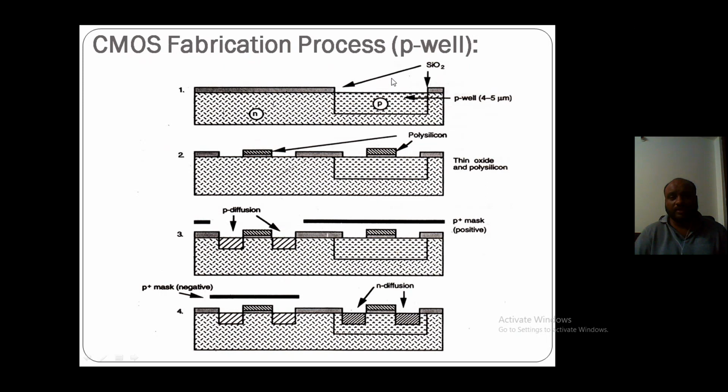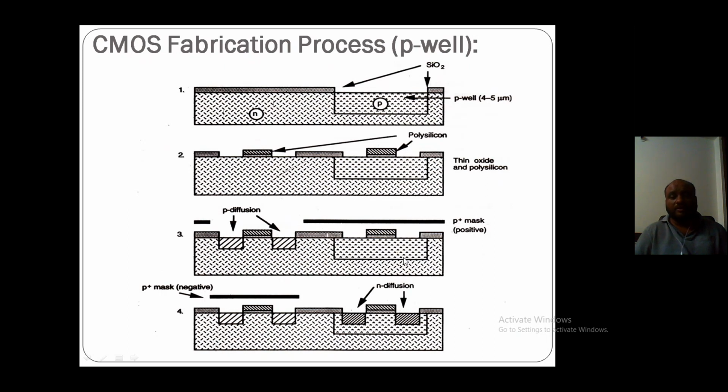So here we will define the gate, drain and source of the NMOS, and in this region we will define the gate, source and drain of the PMOS, and then it is followed by a thin silicon dioxide and polysilicon patterning to form the gates of both the PMOS transistor and NMOS transistor. Then, in order to make a P diffusion, we use a P plus mask, which will be covering all other regions except the region where we require a P diffusion to be made.